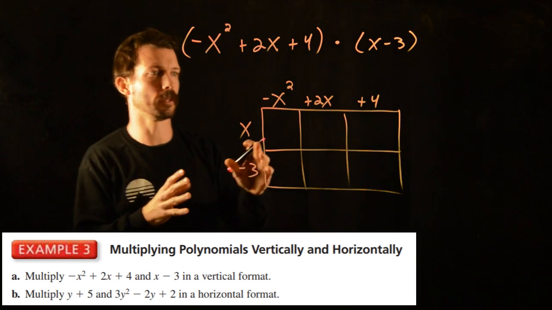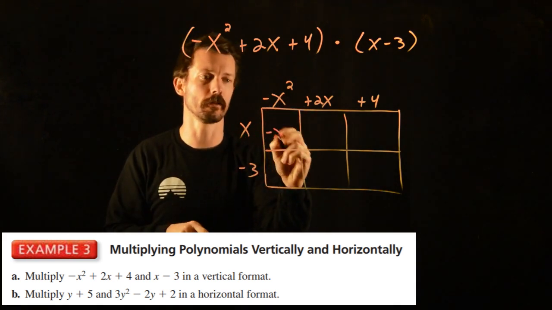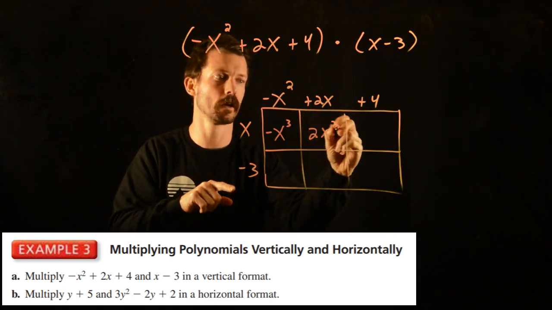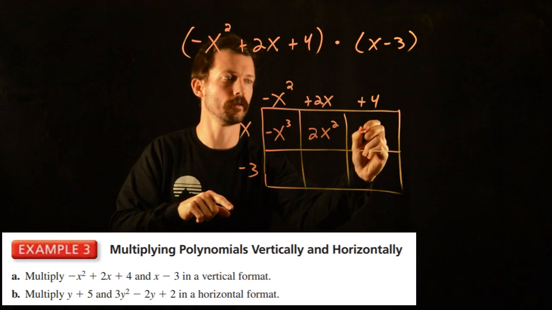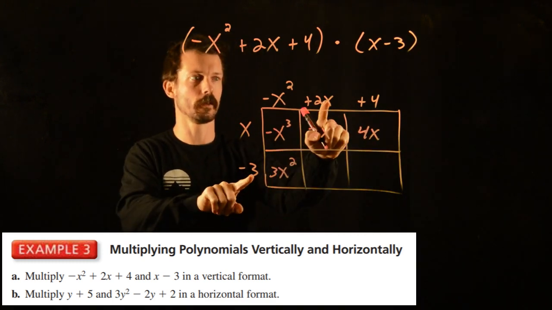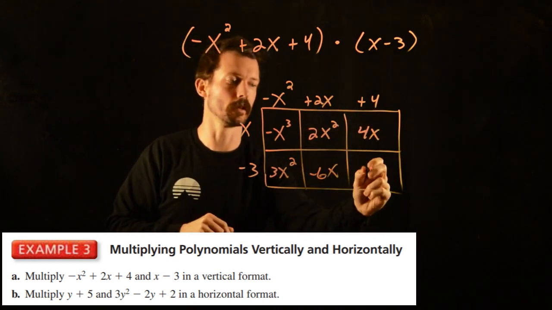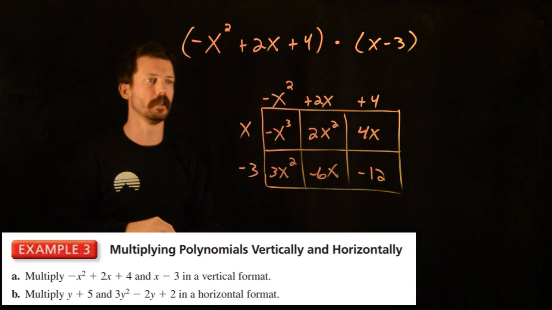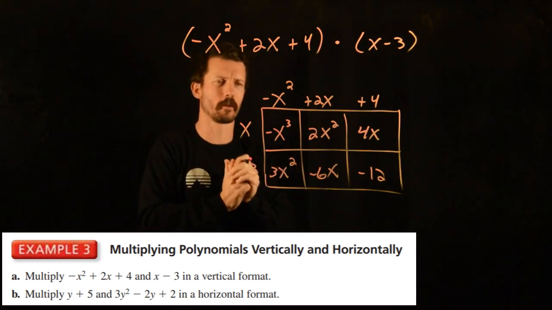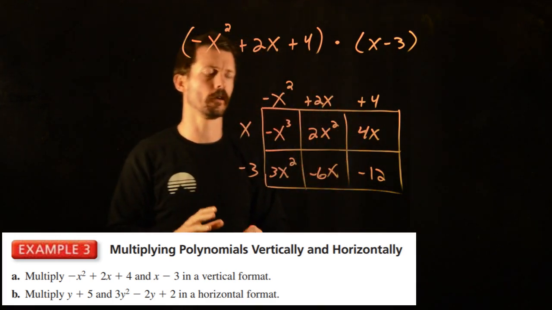So what we're going to do is find the area of each box, right? This times this would be negative x cubed. This times this would be 2x squared. This times this would be 4x. This times this would be 3x squared. This times this would be negative 6x. And then this times this would be negative 12. So now when you put this on paper, it's super organized, and if I got the wrong answer, we can look back and go, okay, maybe you messed up here and there, wherever it might be.